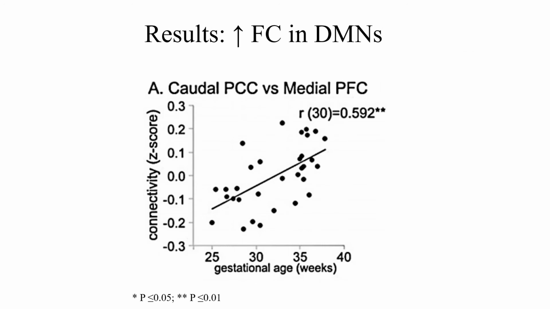Secondly, they also observed increased functional connectivity in the default mode network. So if you remember, the posterior cingulate cortex and the medial prefrontal cortex are key regions involved in the default mode network. And you can see that there's increased functional connection between these two regions as age grows older.